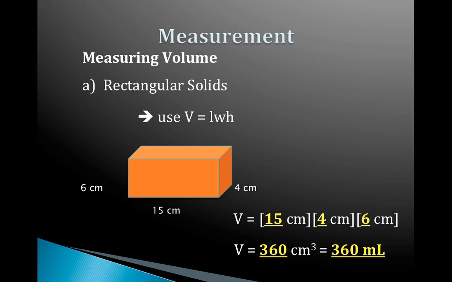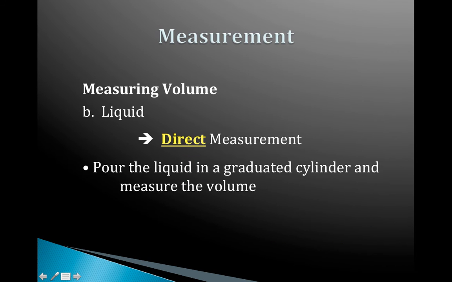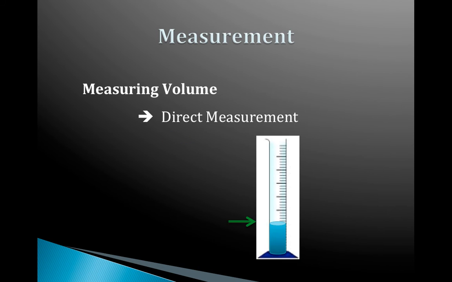Here's an example with numbers. 6 by 15 by 4. So if we go 4 times 15 is 60, 60 times 6, we get 360 centimeters cubed, which is 360 milliliters. For liquids, we like them because liquids will completely fill the bottom of the container. We can just pour them in a graduated cylinder and we get a direct measurement, one step. Just pour it in, take a reading. So it's very easy. And that's it.